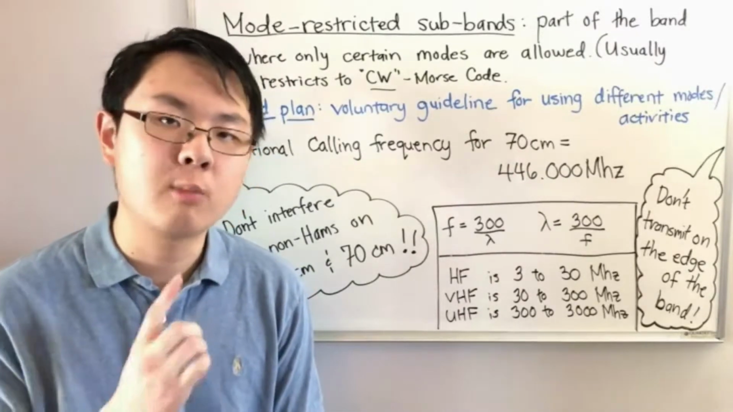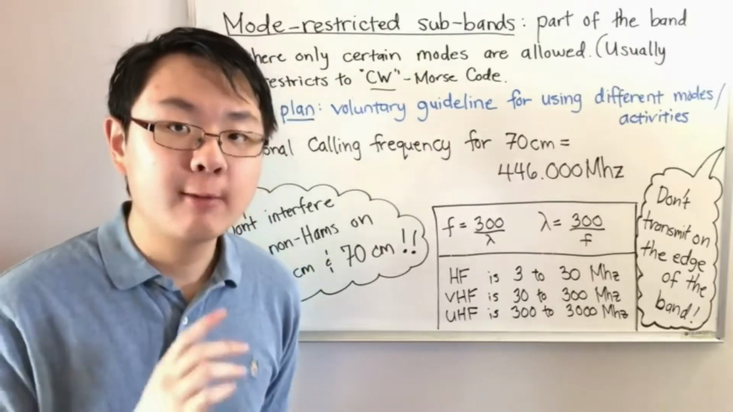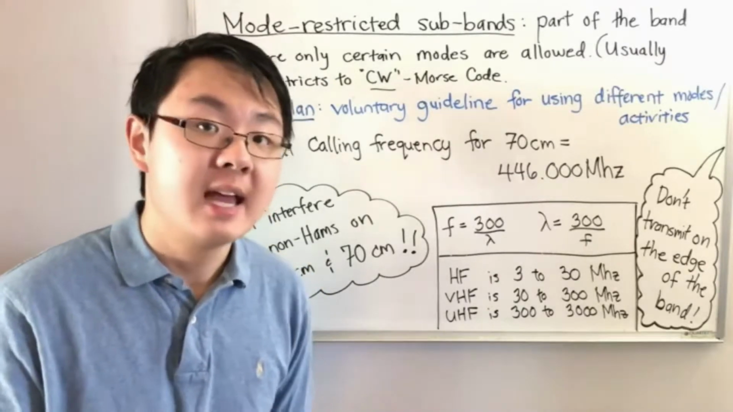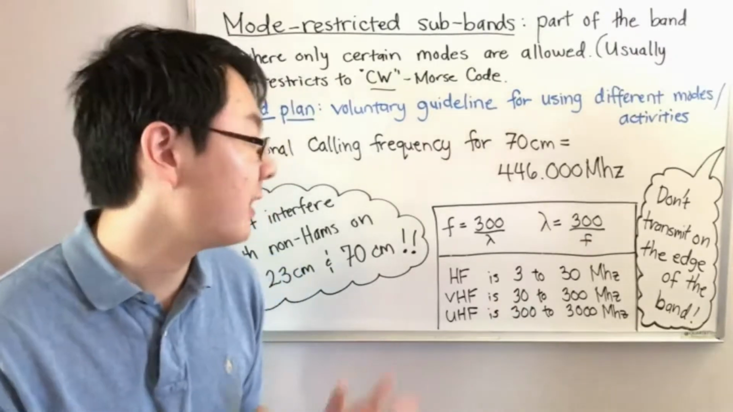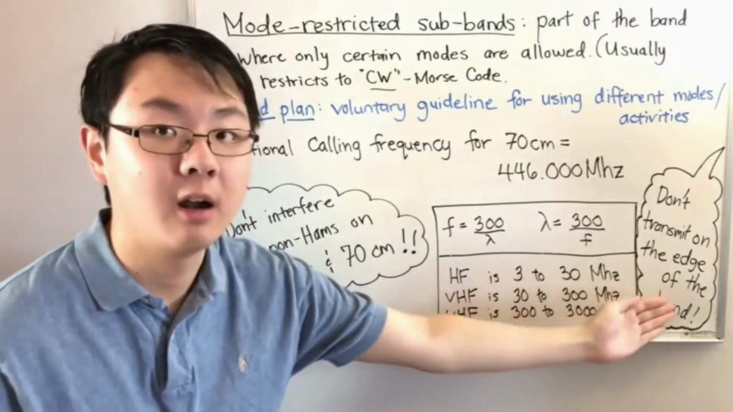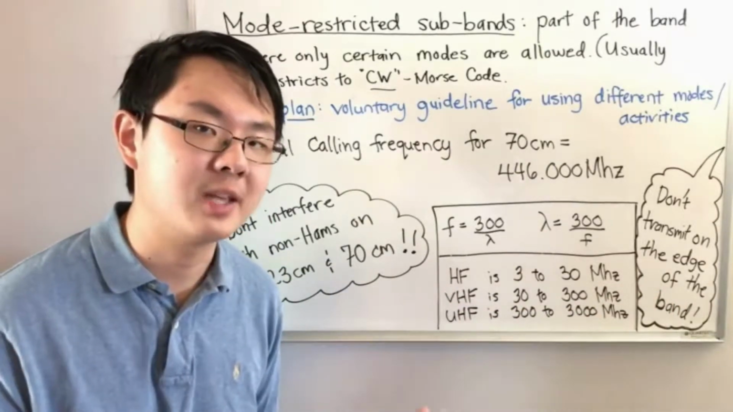Okay, so with that out of the way, interference, we're almost done looking at tech frequencies, and there's really just one more thing, sort of a warning about your technician class frequencies. That warning, which is actually on the test, is that you should never transmit on the very edge of the band, which is written here. So what do I mean by that? What is the edge of the band? What does it mean to transmit on the edge of the band?